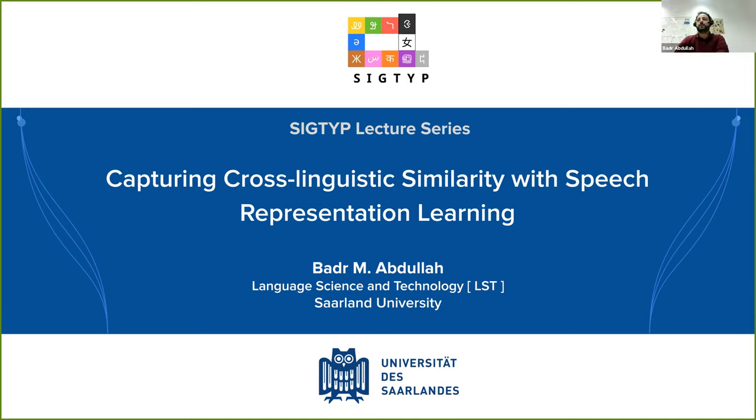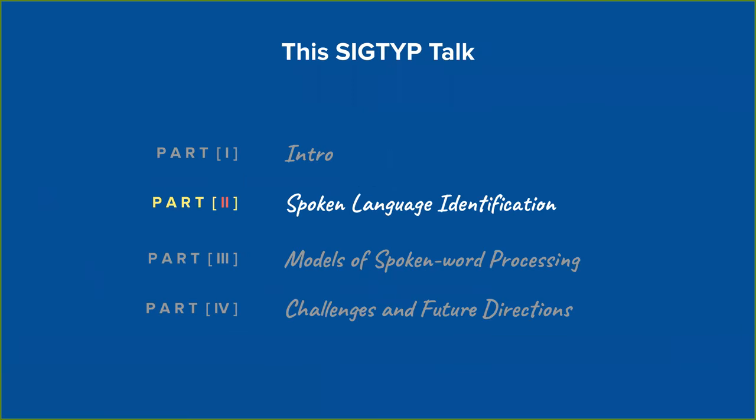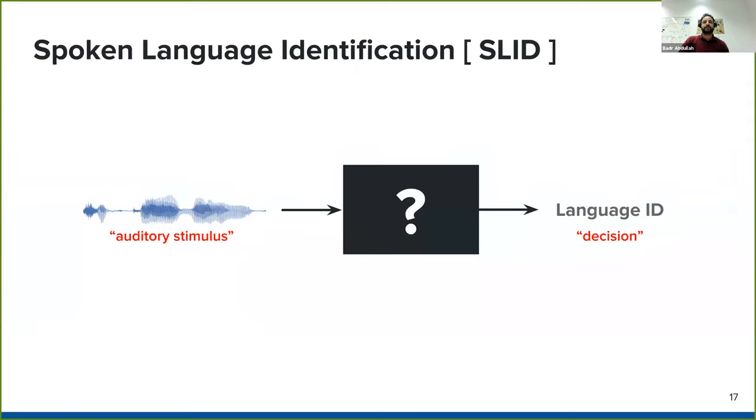Okay, so welcome to the second part of the talk. In this part, I'll talk about a case study on spoken language identification, which is a straightforward task. So we have a spoken utterance, an auditory stimulus, and the task would be to guess or predict the language of the speaker.